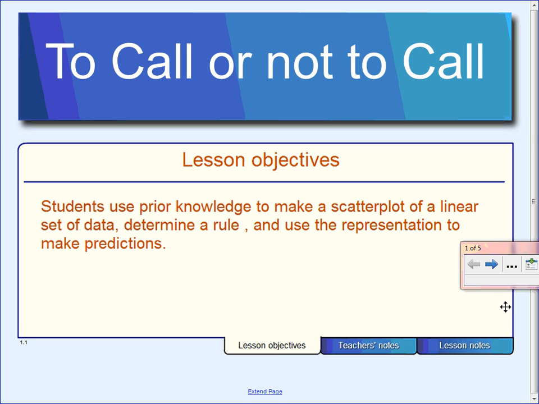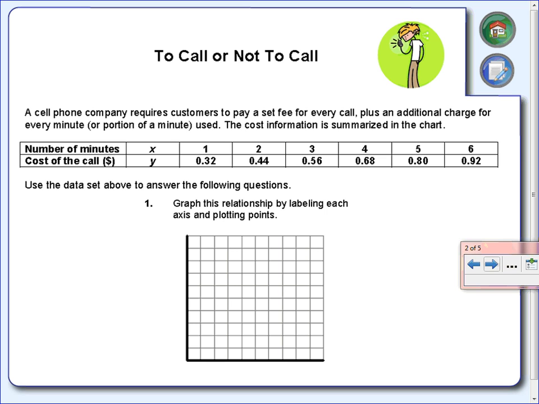All right, so "To Call or Not to Call" says students will be using some prior knowledge to make a scatter plot of linear sets of data, determine a rule, and use this representation to make some predictions. All of this is a little review of what you did back in Algebra 1, so hopefully you still remember a little bit of Algebra 1. All right, so here's what you're going to do.